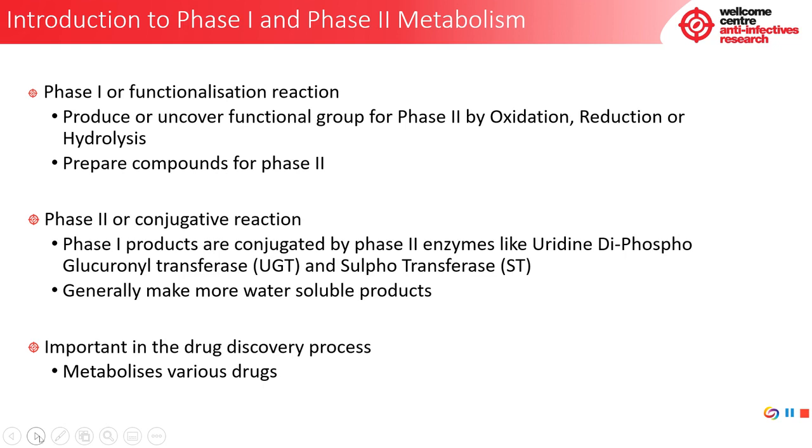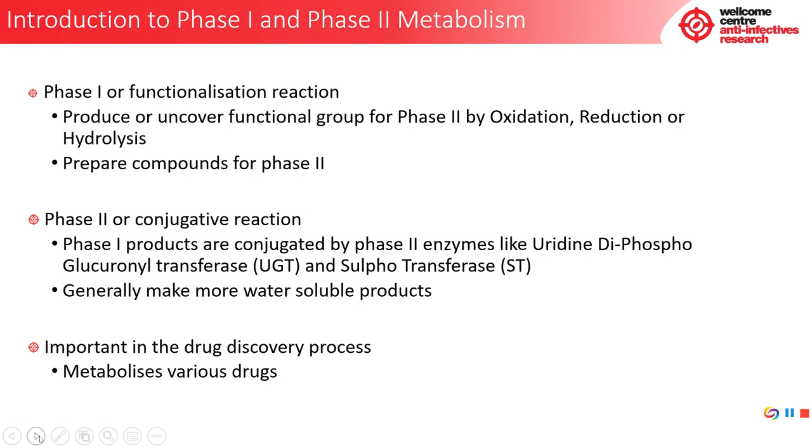Introduction to phase 1 and phase 2 metabolism. Phase 1, or functionalization reaction, exists to produce or uncover a functional group for phase 2 by oxidation, reduction, or hydrolysis. In other words, it prepares compounds for phase 2.